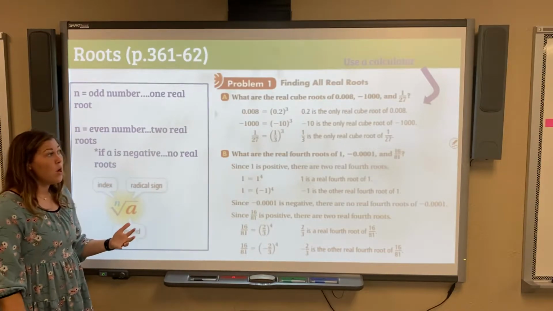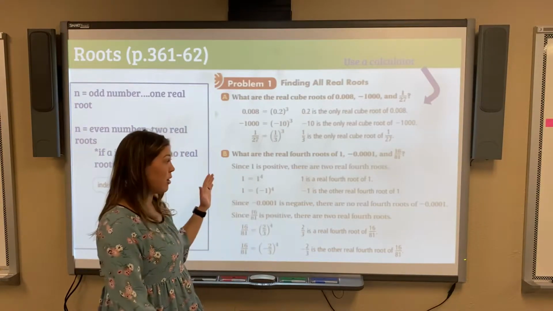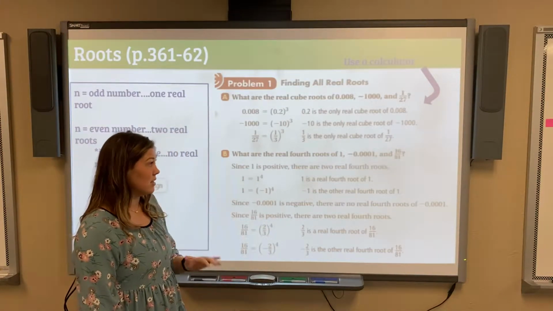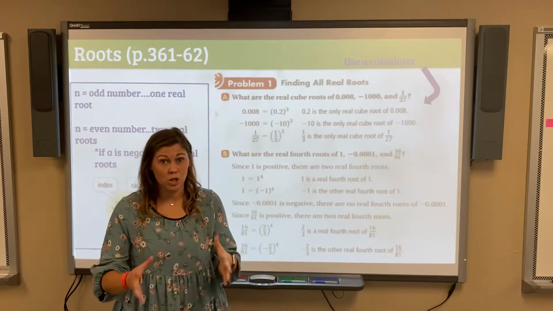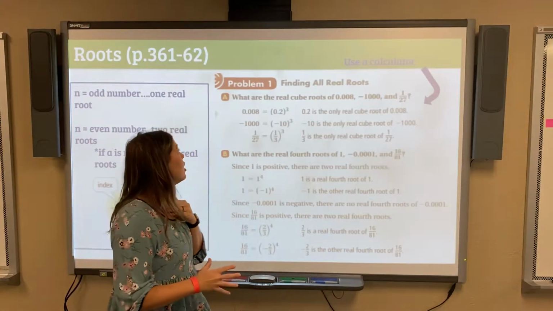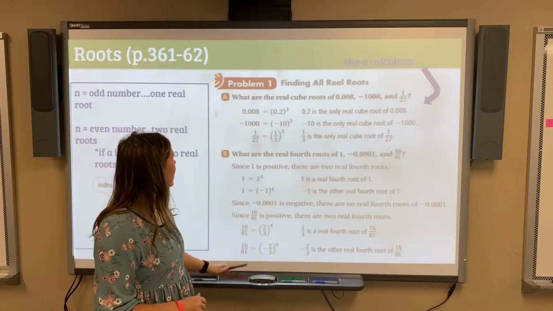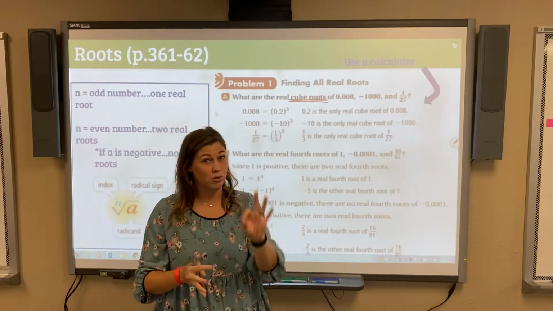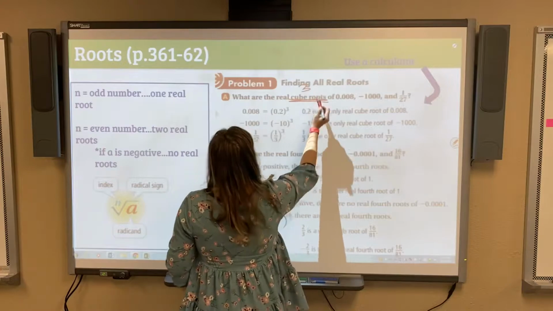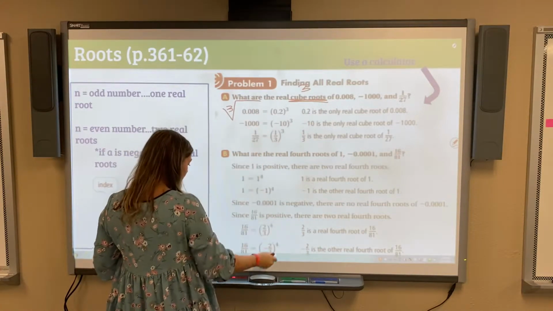Okay, so let's practice on finding these. And we can use a calculator for these guys. I'm not going to do all of them just because we don't need to, and it's all written out, and this is in your Google Classroom, but I'm going to show you how to find this using a calculator. So the first one, we have 0.008. So it's asking what are the real cube roots. Okay, so we need to know, well, cube is 3, right? So basically, we are finding the cube root of 0.008.